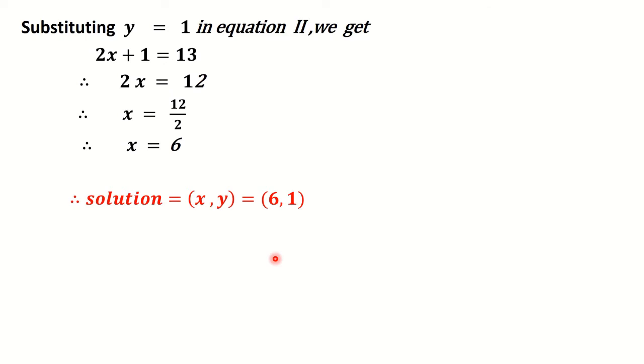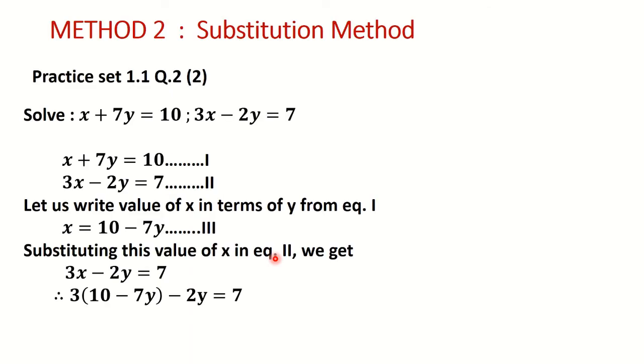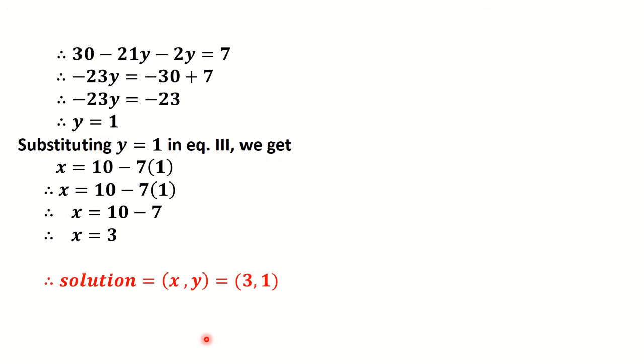Okay. Then the second method, substitution method. In this also you have to number the equations and choose one equation suitably, like equation number 1 is chosen here and x is written in the form of y, and that value is substituted in the second equation, and from that we got the value of the variable y, and again substituting that value in any one equation, we get the value of x, and finally we write down the solution.